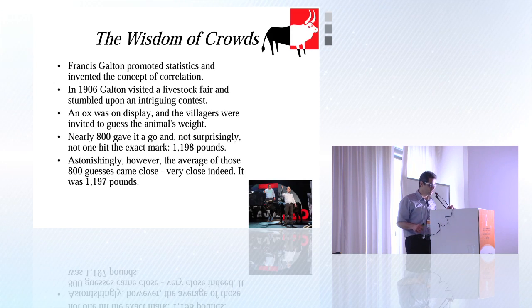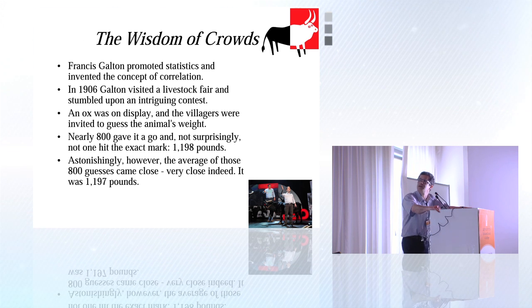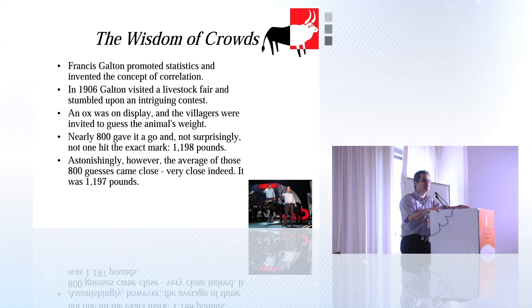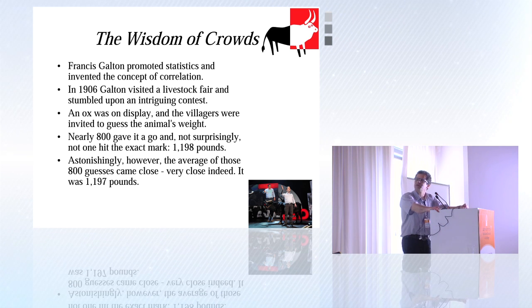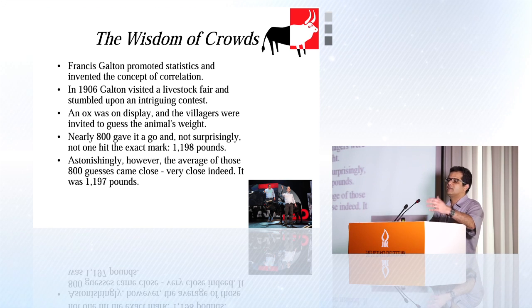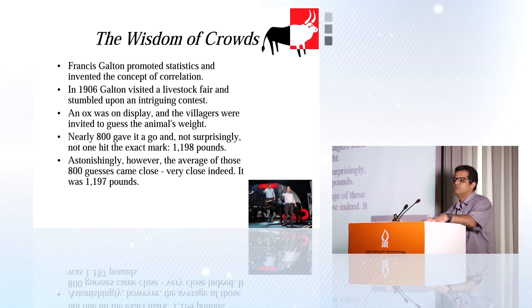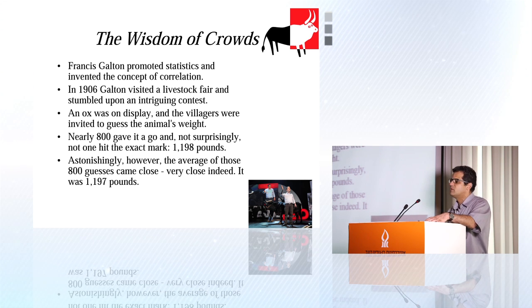Another example is, of course, the wisdom of the crowd. This was done about a century ago by Galton, who promoted statistics. He was visiting a fair, and in that fair there was an ox, and the participants were asked to estimate the weight of this ox. And while none of the participants gave a very accurate estimation, still taking the average of all the estimations gave a very good estimate of the right ox weight. As you can see here, it was only 1 pound away from the actual weight.